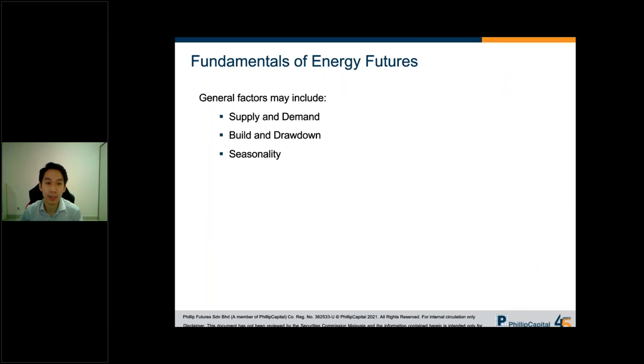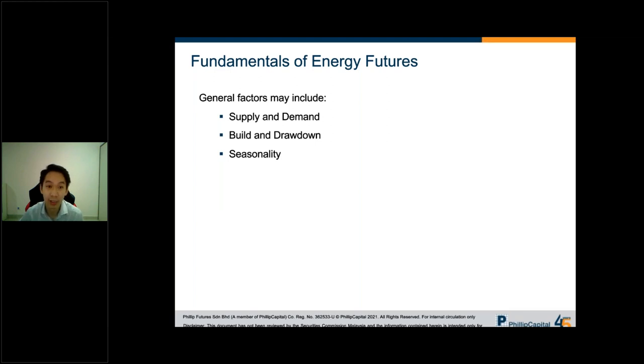Okay, so some of the general factors that affect energy futures. Energy futures could be crude oil, natural gas, gasoline, and so on. For any energy futures, there are a few general factors, which is supply and demand. Supply and demand will definitely affect the prices. Based on economic theory, if supply is too high, then prices go down. If supply is too low, then prices go up. For demand, if demand is high, prices will go up. If demand is low, prices go down.